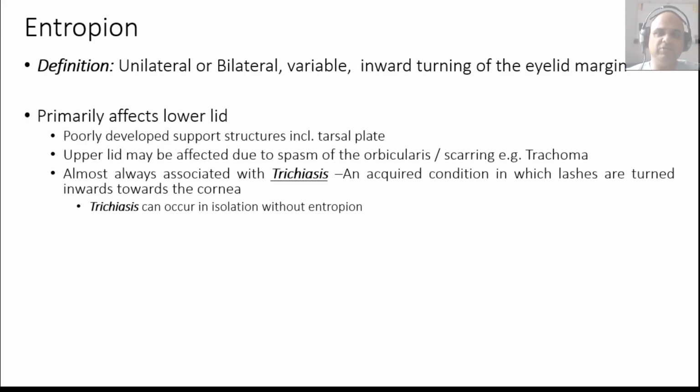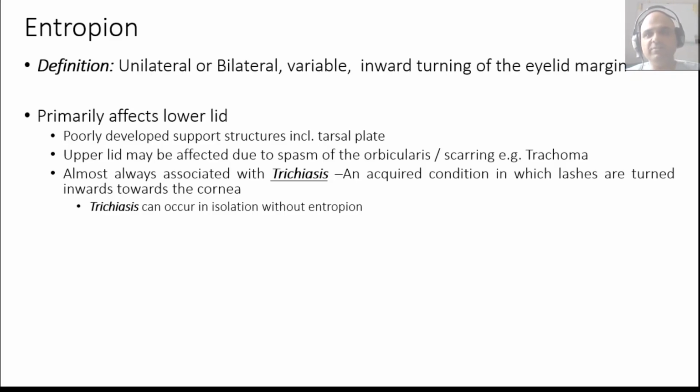One of the issues with entropion is that as the lid margin turns inwards, so do your lashes. And if the entropion is severe enough, it would cause the lashes to rub against the cornea, which would have its own issues. This inward turning of lashes is called trichiasis. Trichiasis can occur without entropion, but entropion is almost always associated with trichiasis.